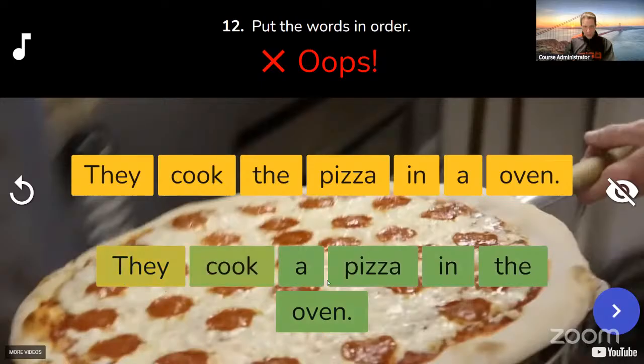Uh-oh, they cook a pizza in the oven. They cook the pizza in it. Oh, they cook a pizza in the oven. Okay, got it. Small error, small mistake with using the different articles here.